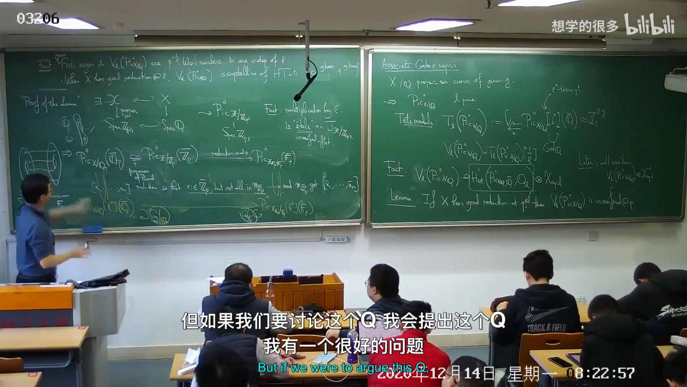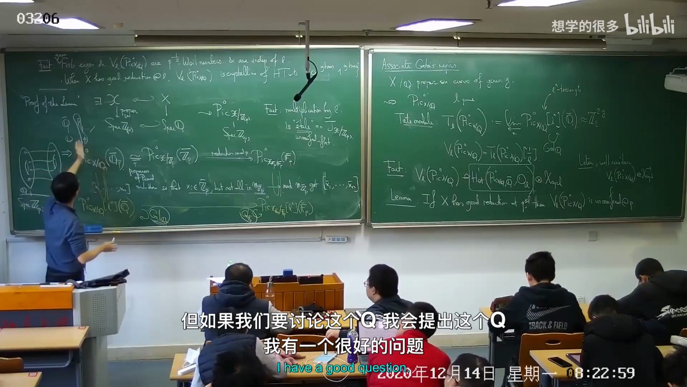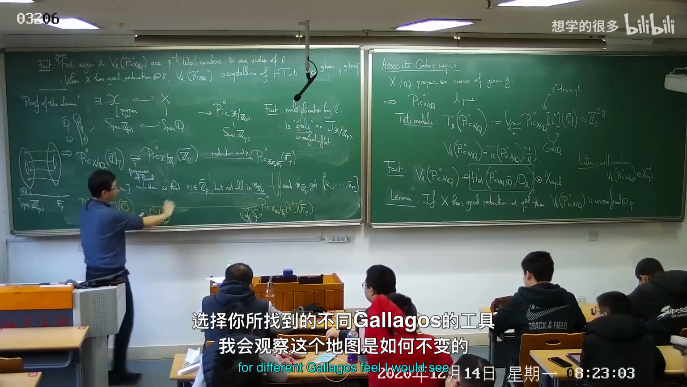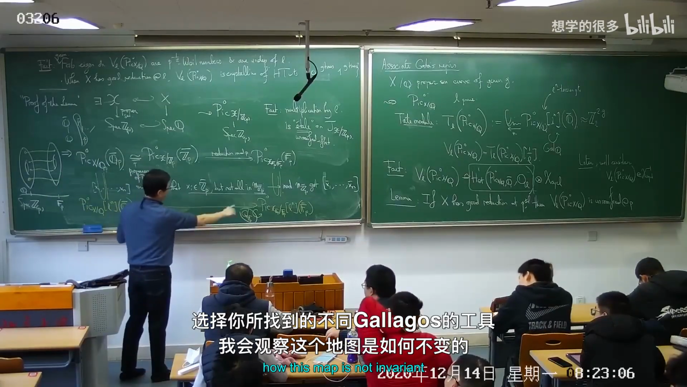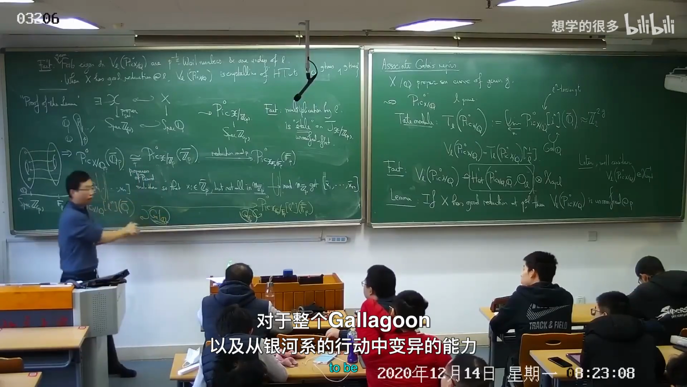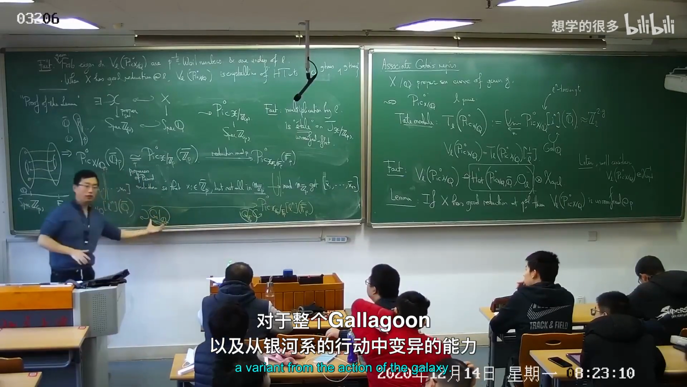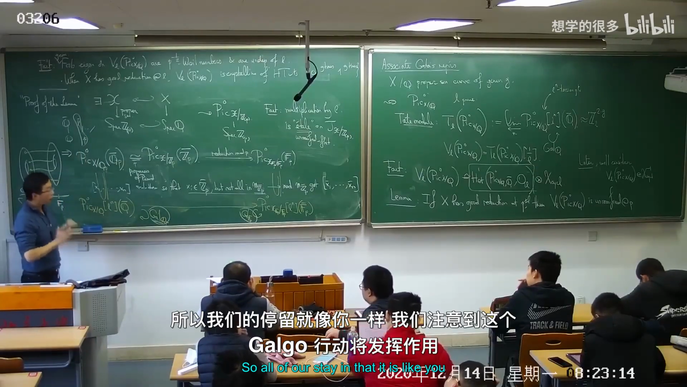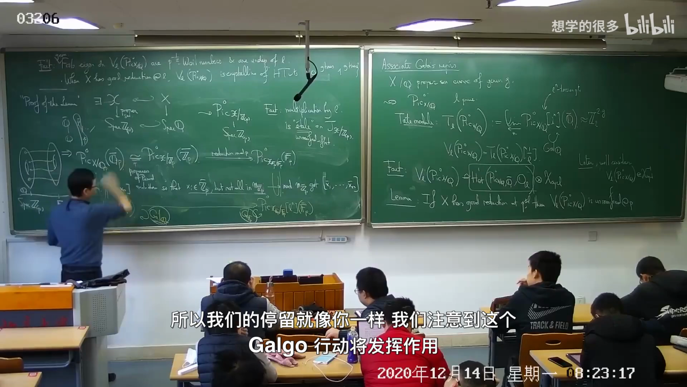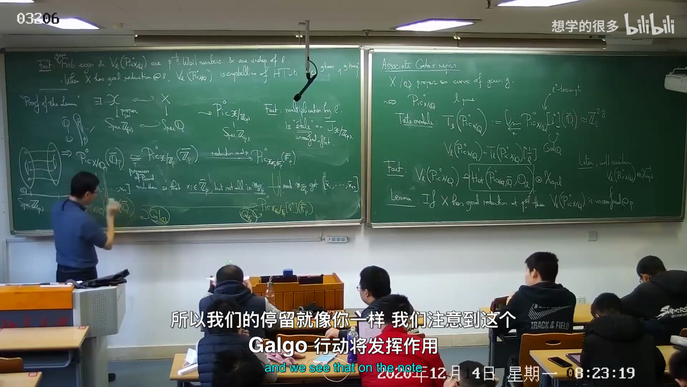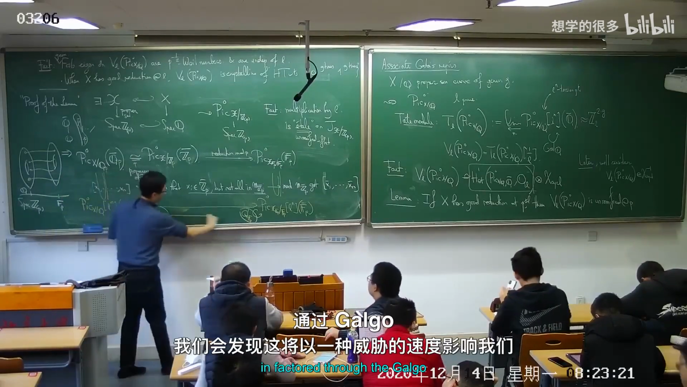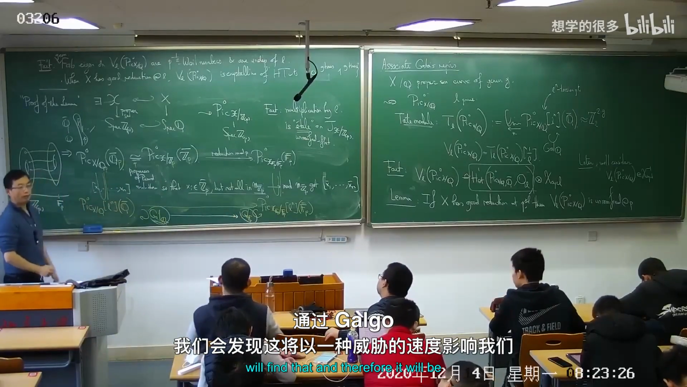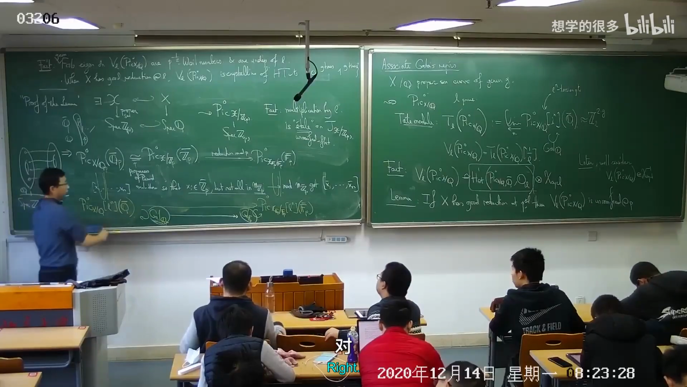But if we were to argue this using Q, with the choice of which prime I choose, for a different Galois group Q, this map is not equivariant for the whole Galois group action, it's only equivariant for the action of the Galois group, the decomposition group. So if we replace by Q, we see that this Galois group action will actually factor through the Galois group by that Q.